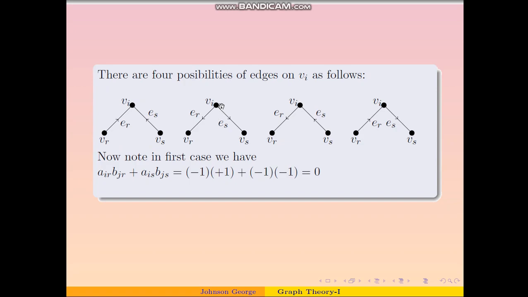Now similarly we can prove that if this is the case, then the addition is also equal to 0, and if this is the case, then the addition is also 0, and in the last case we can also prove that the addition is equal to 0. So we proved that in any case the ijth entry of A B transpose is equal to 0.